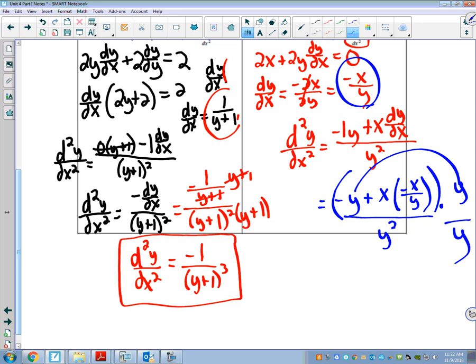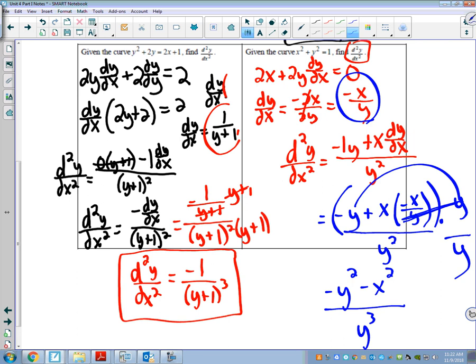See if this makes sense. Y times negative y is going to be negative y squared. But when I take y times this, it cancels it out. So that would be minus x squared. And then on the bottom, I get y cubed because y squared times y.